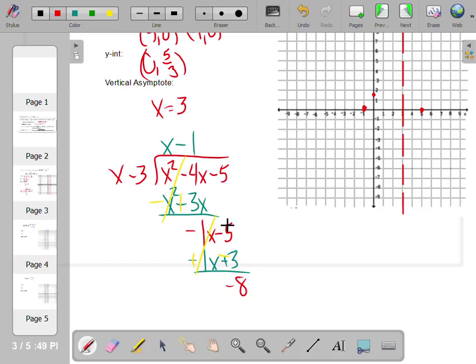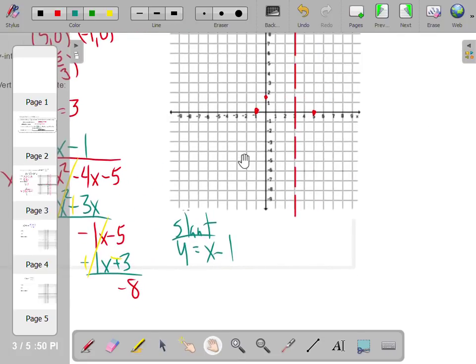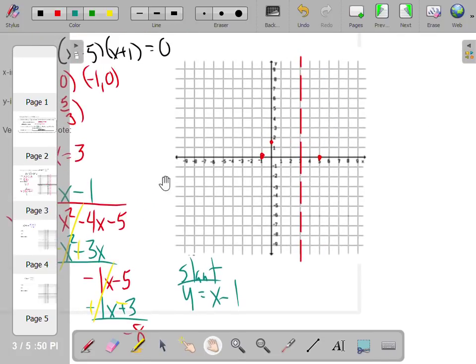Now that's the remainder. That actually doesn't matter in these problems. What we're really looking for is the x minus 1. That is the equation of the slant asymptote. So y equals x minus 1 is the slant asymptote in this problem. When you graph that, what you're going to need to do is graph the line y equals x minus 1. So plot some points, start at the y-intercept, negative 1, and go up 1 over 1.